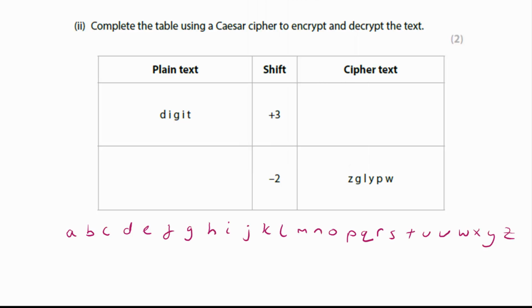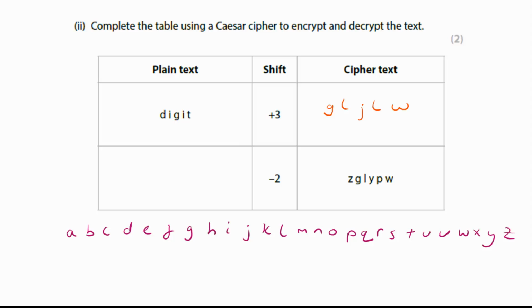Okay, so with digit, we're going from D first of all, and applying a shift of +3. So we're going from D to E to F to G. So now we're replacing this with G. So our first one in our ciphertext is G. Then with I, we're going 1, 2, 3 to L. With G, 1, 2, 3 to J. We have I again, so we can save time. And then T, we're going 1, 2, 3 to W. So this isn't readable, obviously, but in terms of this being secure, it's very easy to crack this, which is why it's unlikely that banks are going to be using Caesar cipher to encrypt people's data.